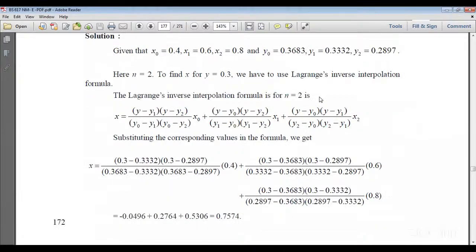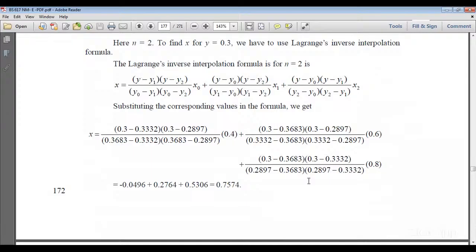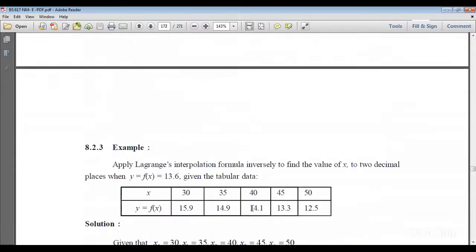0.3 minus 0.3302, we are subtracting the values, and 0.2897 and 0.3683 minus 0.3, that is y0 minus y1, then y0 minus y2. What is the y2 value? 0.2897. x0 is 0.4, x1 is equal to 0.6, x2 is equal to 0.8. So taking all the values and simplifying, 0.496 minus 0.496, 0.2764, 0.5306, 0.7574. So the output value here is 0.7574.